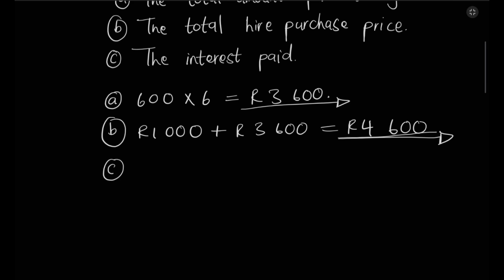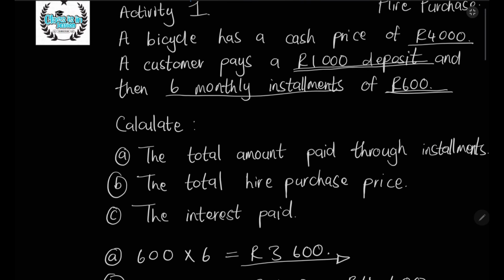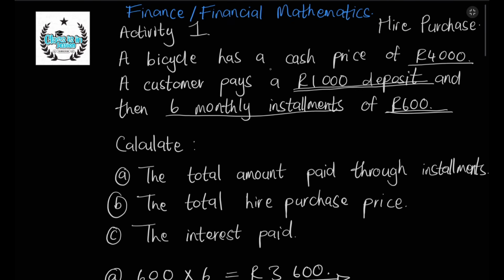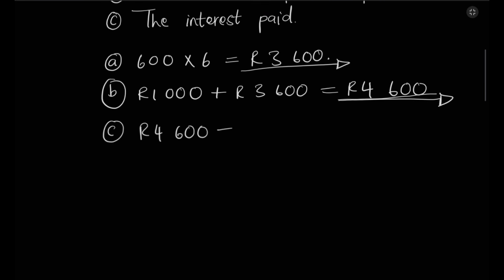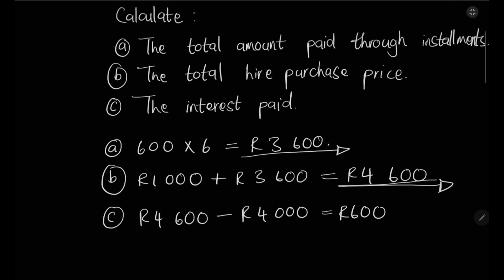C, you have to take a higher purchase price, which is 4,600 Rand, subtract our cash price. What is the cash price again? A bicycle has a cash price of 4,000 Rand, so you take that 4,000 Rand. 4,600 minus 4,000 Rand is 600 Rand. And you're done with the activity.